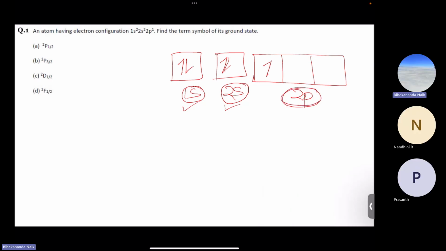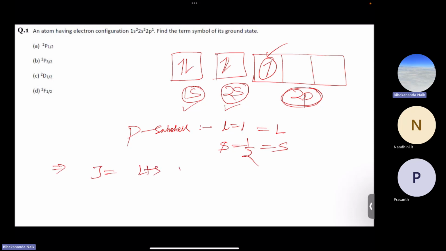So if you see for the p subshell, we have l equal to 1. So for the p subshell, we have l equal to 1. And since there is a single electron, so for the single electron, s will be half. So these are the two values, l and s. So since there is only a single electron, we can write small l as capital L and small s as capital S. Now, according to the LS coupling, J is L plus S to L minus S mod, with a difference of 1.